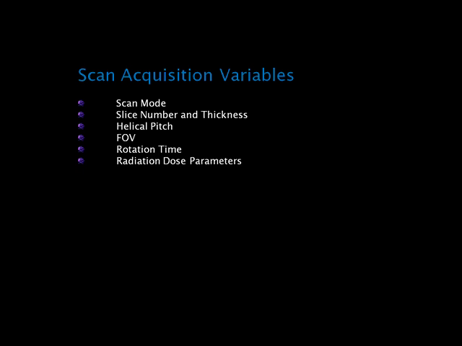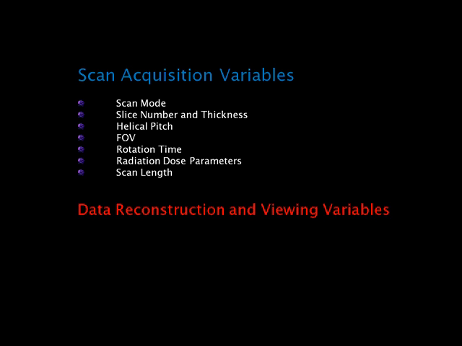Now the scan acquisition variables that we will be covering in this chapter are scan mode, slice number and thickness, helical pitch, field of view, rotation time, radiation dose parameters, and scan length. The different data reconstruction and viewing variables are reconstruction thickness and algorithm and multiplanar reconstruction. We'll cover those later. Let's get started on the scan acquisition variables.